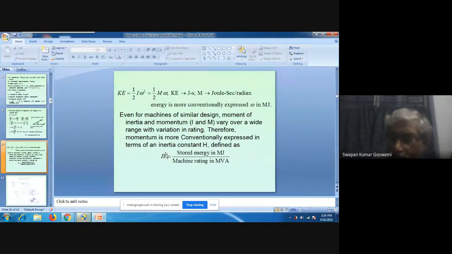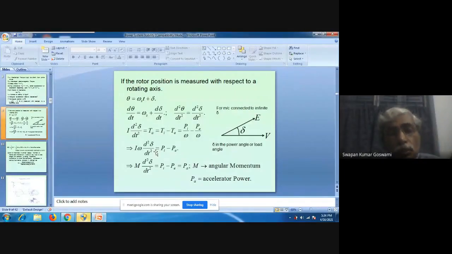But in further discussion, when we shall be talking about the swing equation, we shall be talking in terms of M, because this is the popular form that we actually use for representing the swing equation: M d squared delta by dt squared equals Pa. Now the question is how to solve it.